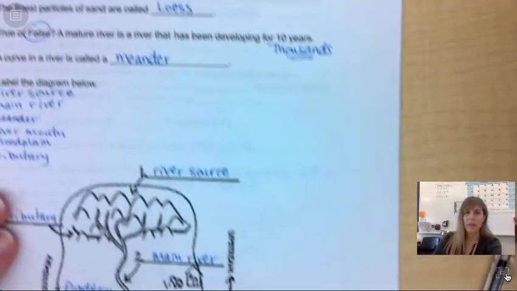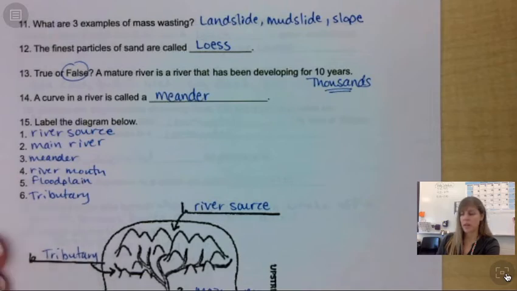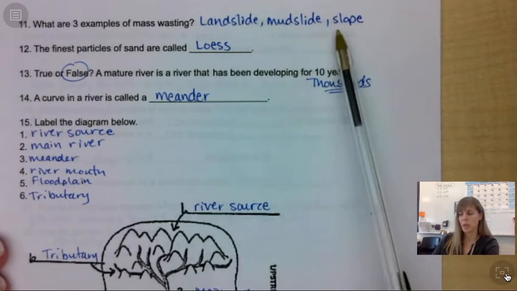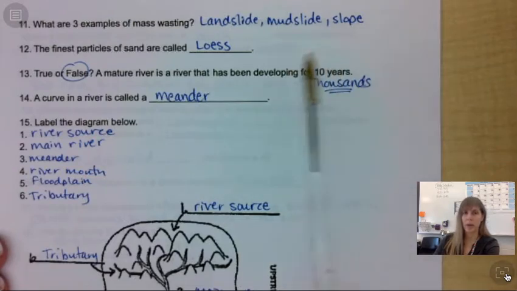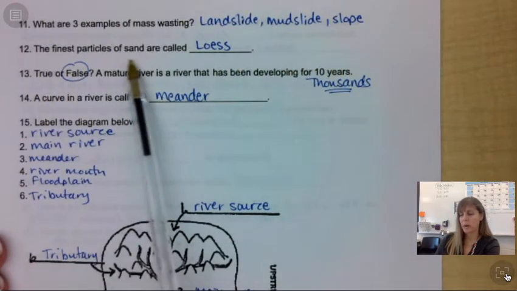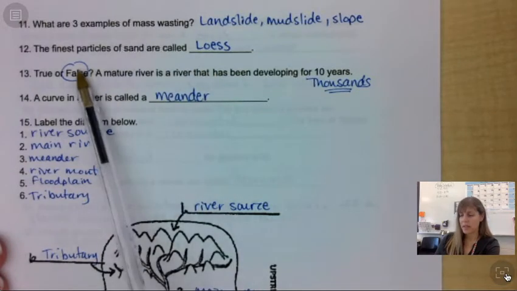All right. On the next page here, it says, what are 3 examples of mass wasting? Here are 3, landslide, mudslide, slope. Mass just means weight, right? So it's wasting, it's going down, getting pulled by gravity. Number 12, the finest particles of sand are called loess. I love that word.